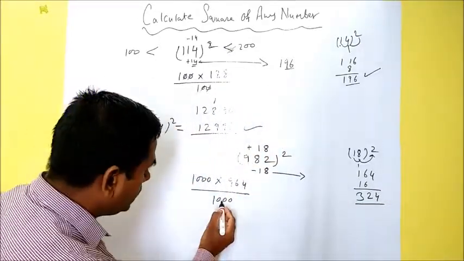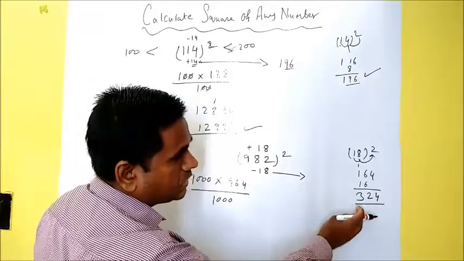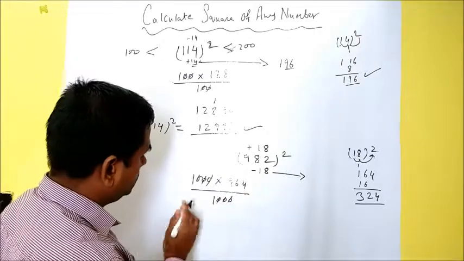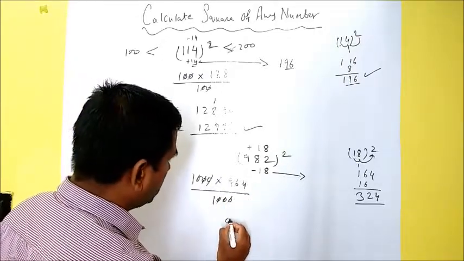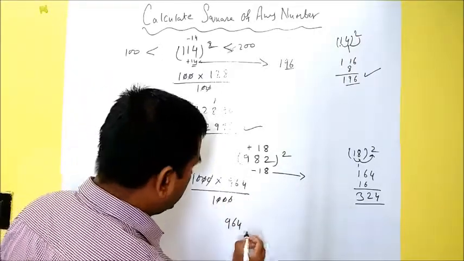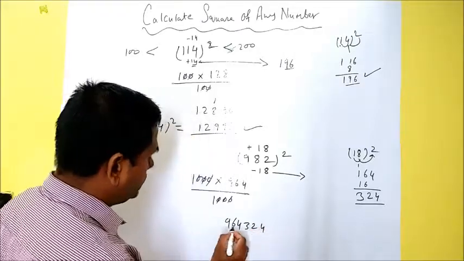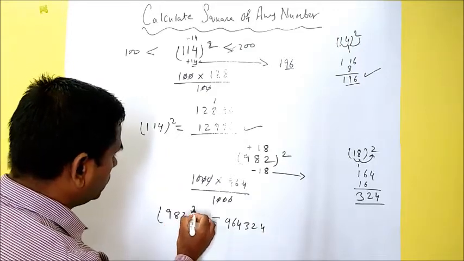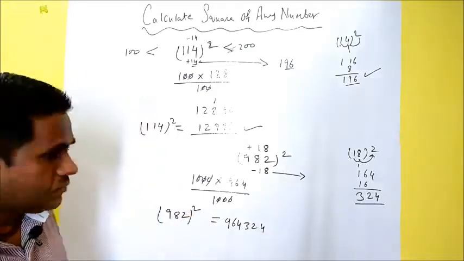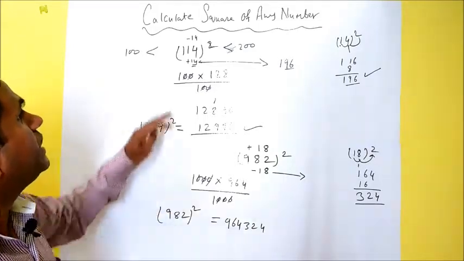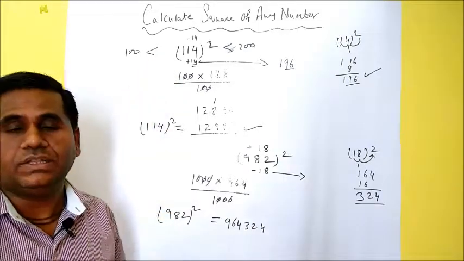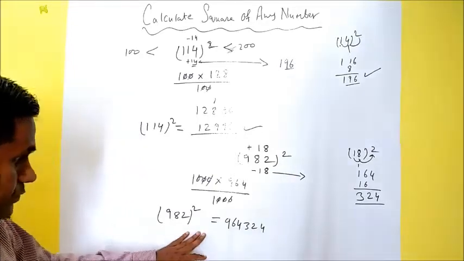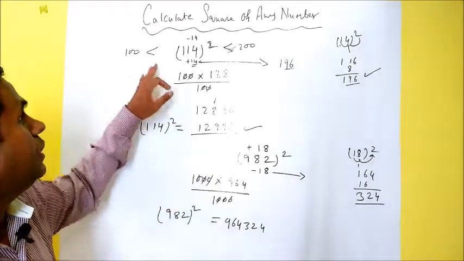Now if you see, we have 3 zeros and 3 digits here, so we can take the entire number. So let's cancel this. This is gone. So we can write here 964 and 324. This is the square of 982. Okay, friends. Now you can say that 140, 982, these are the numbers which are close to these zeros.